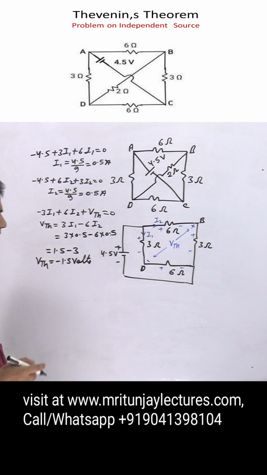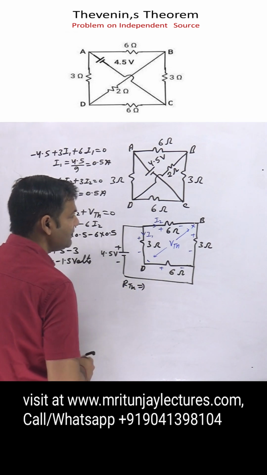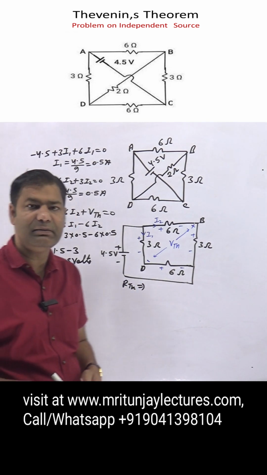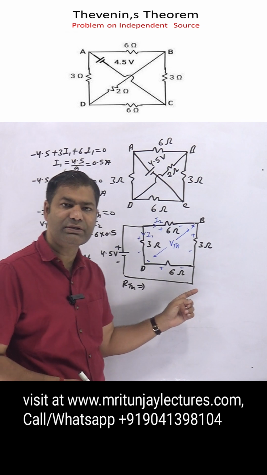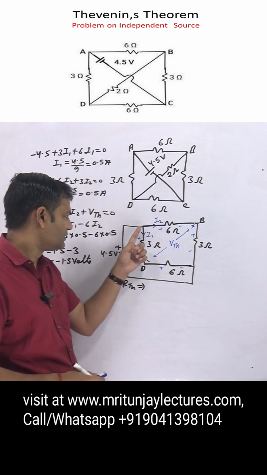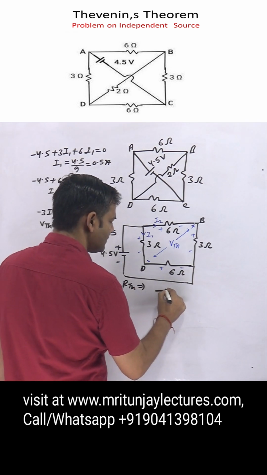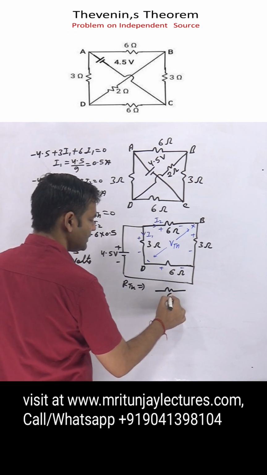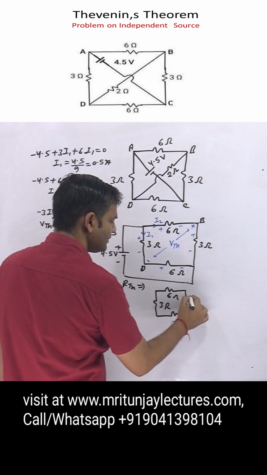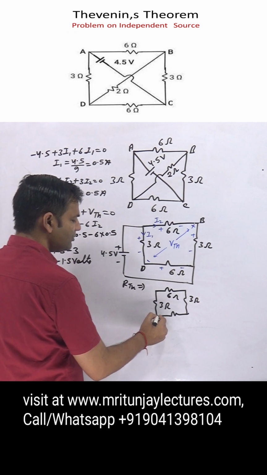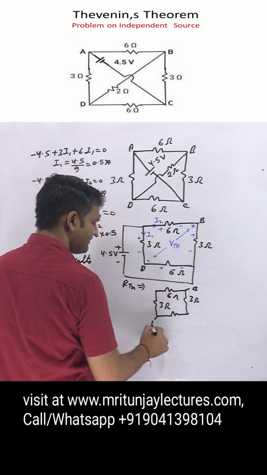Now the next target is RTH. To determine RTH, all independent sources are reduced to 0. The independent voltage source set to 0 means short circuit, so that point and that point are the same. So first of all make the circuit: here 6 ohm, here 3 ohm, here 6 ohm, and here 3 ohm. Our motto is to determine the equivalent resistance between B and D.